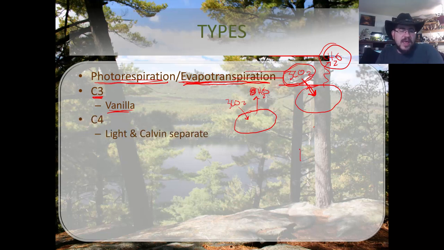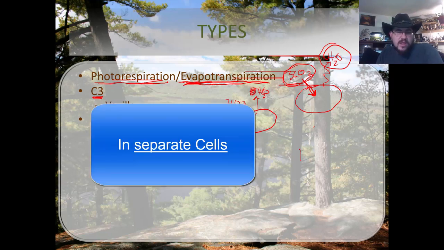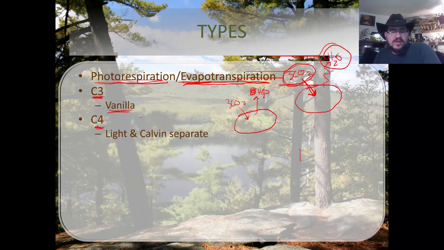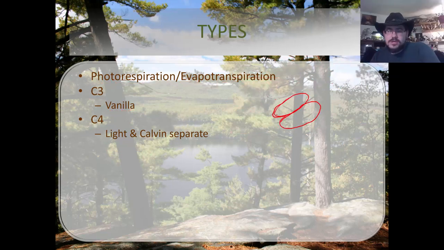But when your climate changes, you may need C4 photosynthesis, in which the light reactions and the Calvin cycle occur separately from one another. So here's my cell for the light reactions, and here's my cell for the Calvin cycle. Our light reactions take up our water, right? They go in here, and we get our light reactions. We get our ATP, and we get our NADPH. Our Calvin cycle occurs in a different cell, an insulated cell, right here.